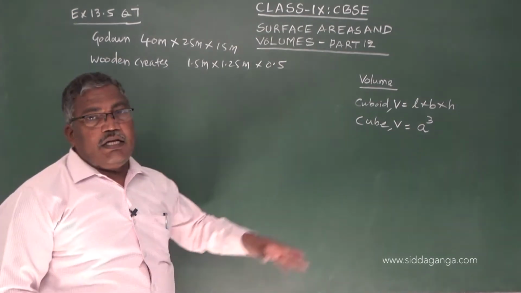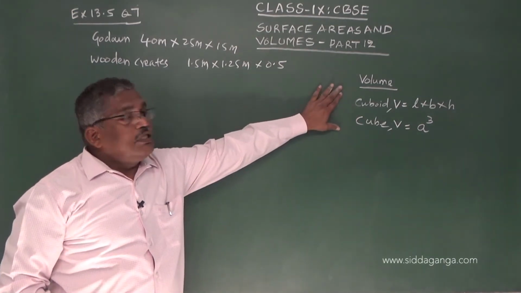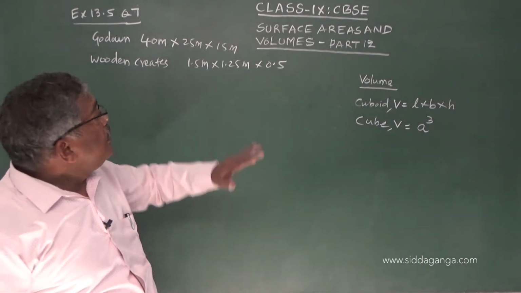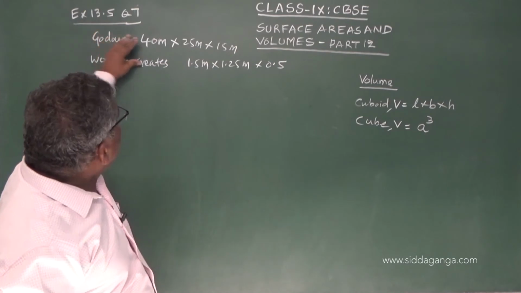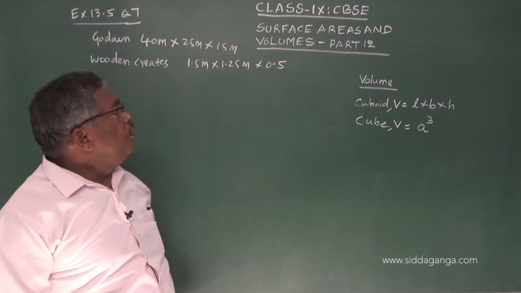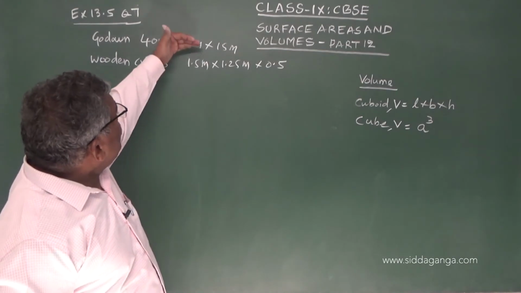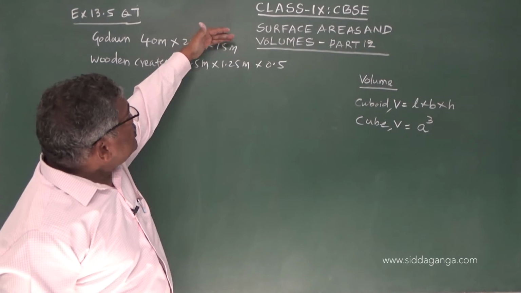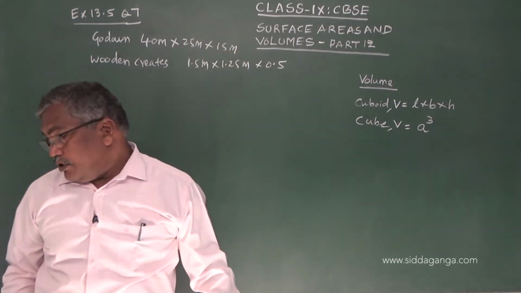So a similar problem. Of course, the earlier one is about the water tank capacity, and this is about the go down volume. So what we have to do is calculate the volume of this, divide this from this, you will get the answer.